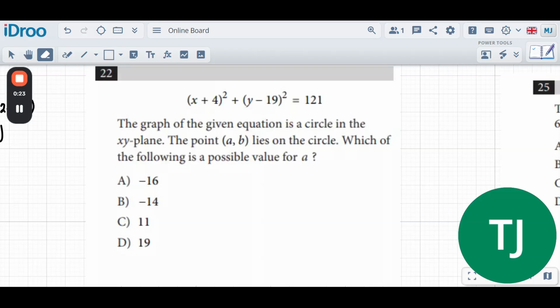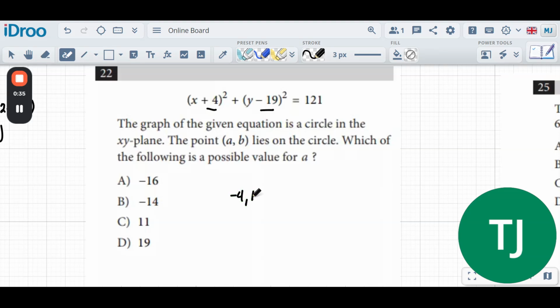All right, so we are given the equation of the circle. It means that we have a center at (−4, 19). If we're getting the center of the circle, we always take the opposite sign. So that would be your (h, k), or the center of the circle.